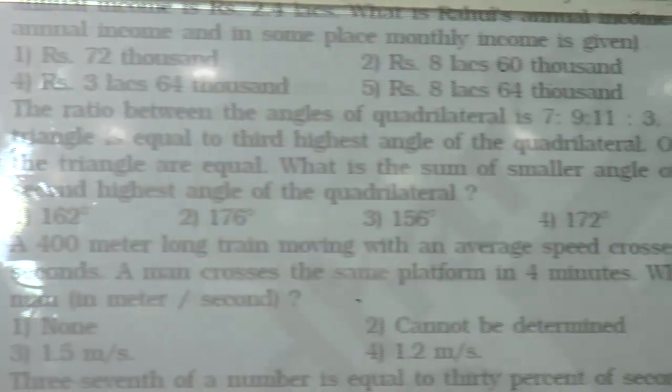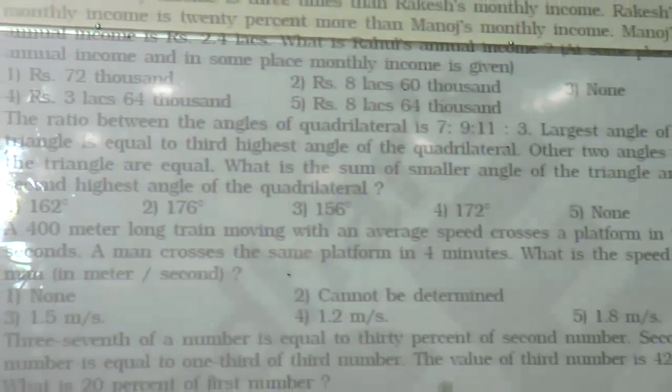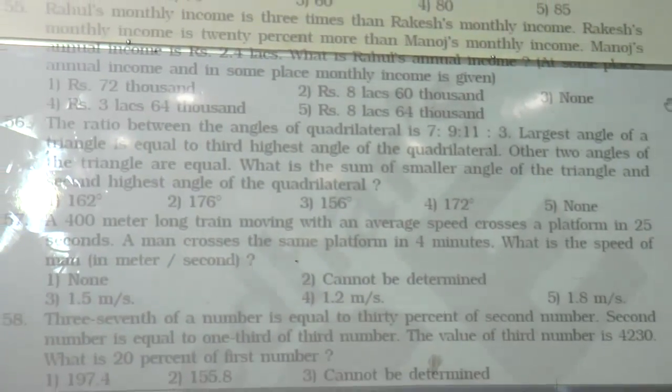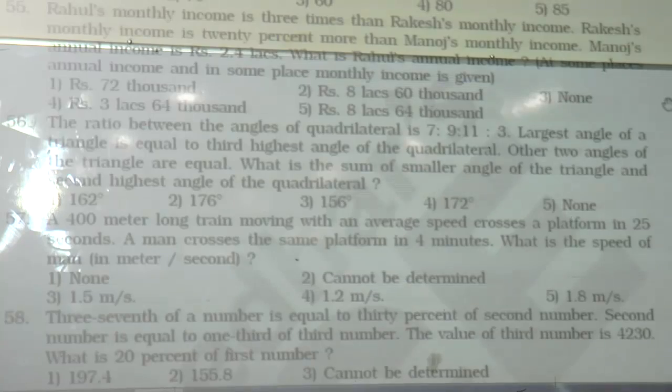Between the angles of a quadrilateral, the ratio is 7:9:11:3. Total how many parts do we have? 30 parts. Quadrilateral, in the sense, internal angles sum to 360 degrees, right?